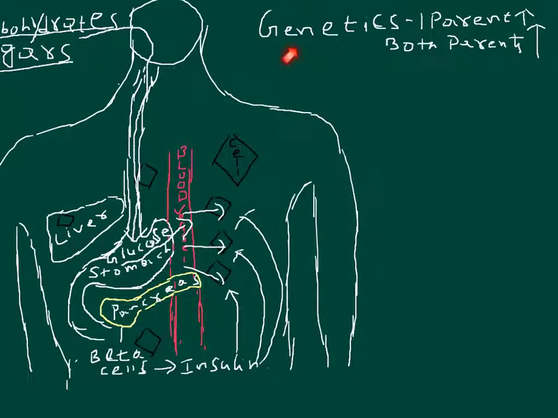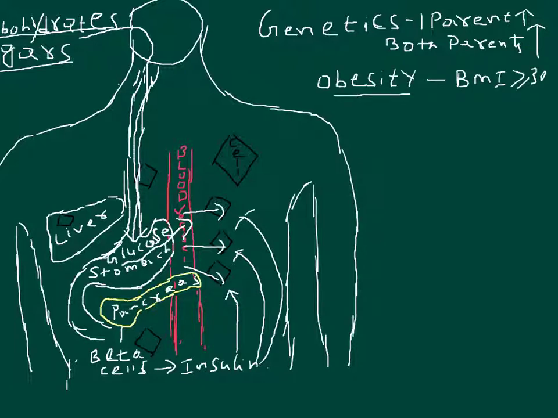Genetics plays a role in diabetes. If one parent of an individual has diabetes, then there is high risk of diabetes for that individual. If both parents are diabetics, then the risk goes up.